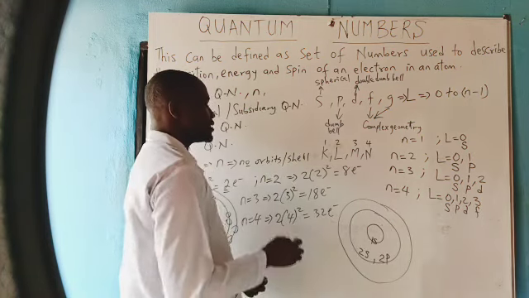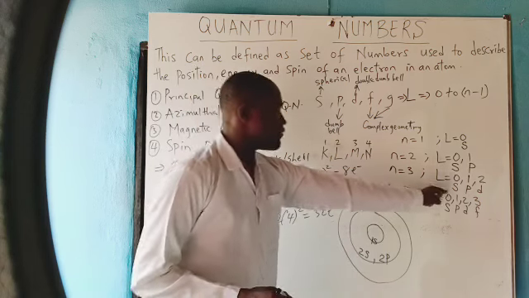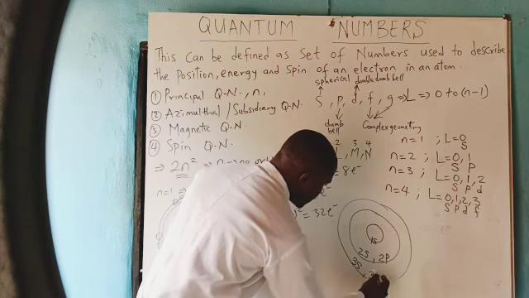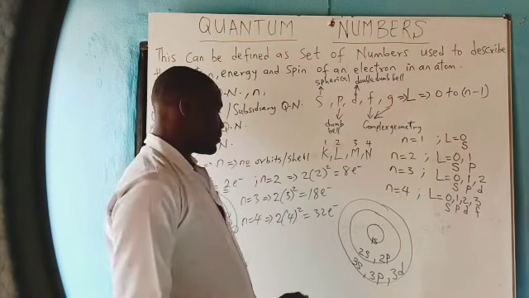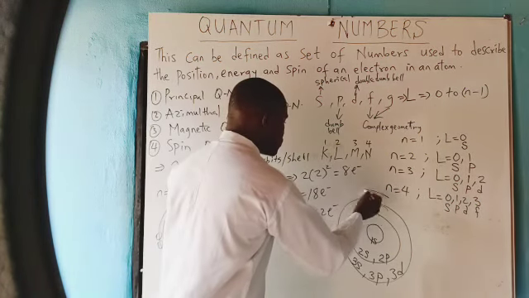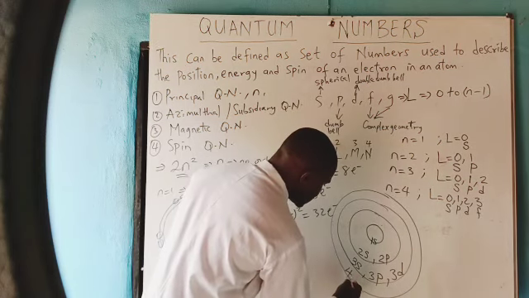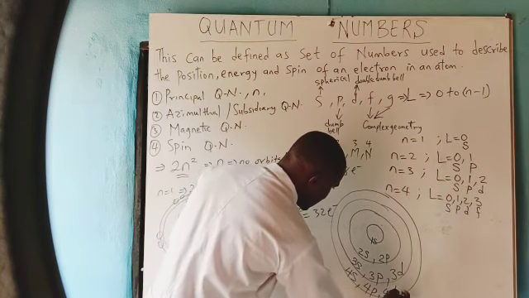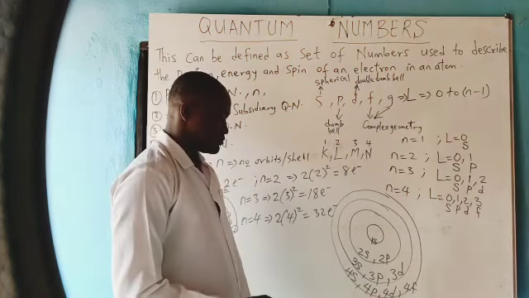We also said that in the third shell we have n equals 3. That means 3s, 3p, and what? 3d. Okay? In the fourth shell, we will have 4s, 4p, 4d, and what? 4f. Can you see it?